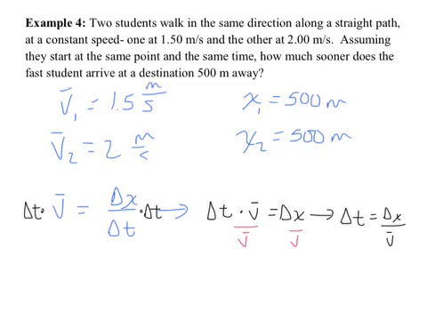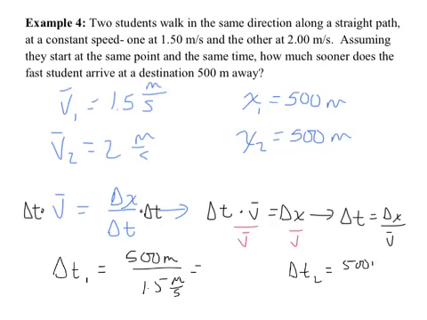Let's find delta t for both these cases. So delta t for the first person is going to be delta x, which is 500 no matter what, over the average velocity. We'll say this is 1.5 meters per second. And then the time taken for the second one is going to also be 500 meters, but that's over 2 meters per second. So in these cases, we get 333.3 repeating seconds. And over here, we end up getting 250 seconds.